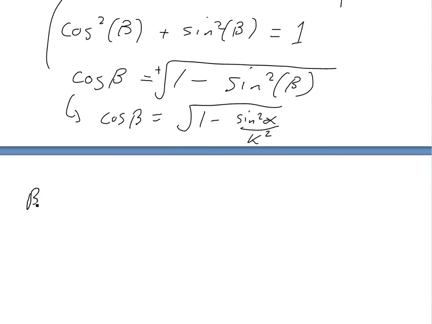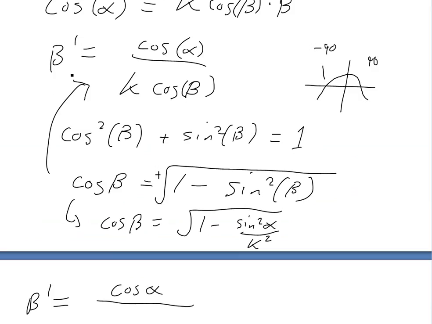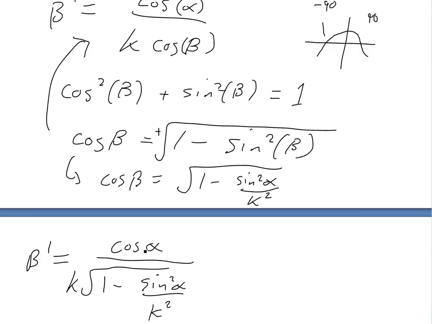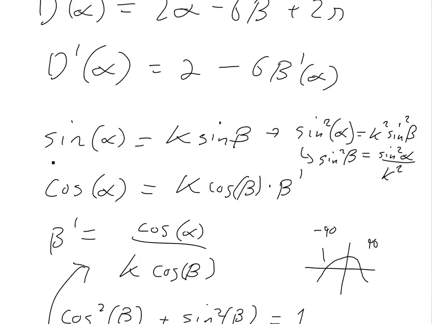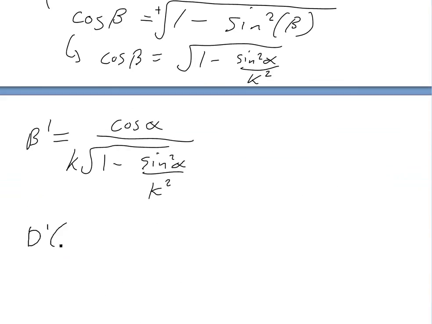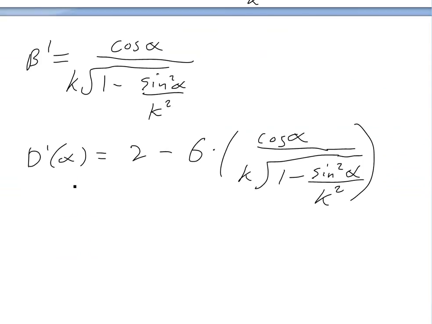So we get beta prime is equal to cos alpha over, we're just trying to get it in terms of alpha only, because this one's beta there. There's a k here, k times the square root of 1 minus sine squared alpha over k squared. So now we have beta prime. Now we could plug this into this equation and set it to 0. So we get d alpha is equal to 2 minus 6 times all this one right here. Just plug that in there, and now you set it to 0.